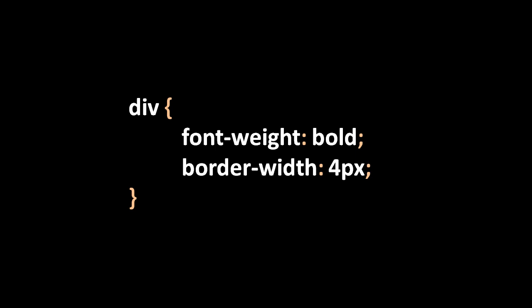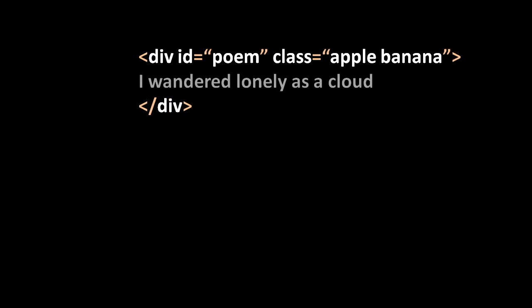So that's surely the simplest kind of selector, but it's rather ham-fisted, because how often do you want to apply a style to every single element of one particular type? Usually you want to single out specific elements. So for that purpose, we can give elements what are called IDs and classes. Here we have a div, and by its attributes we are giving it the ID poem, and we're giving it two classes, apple and banana.